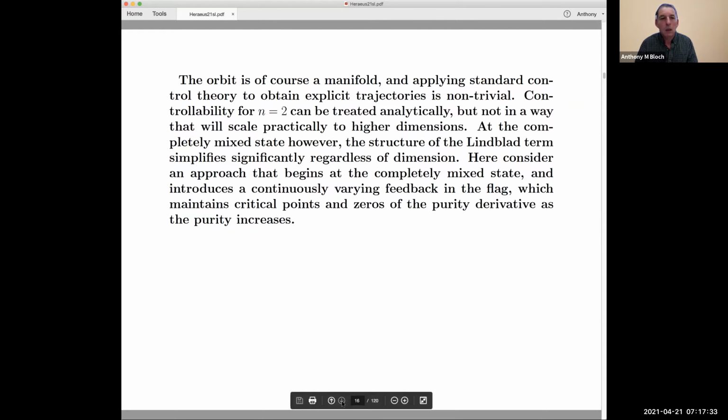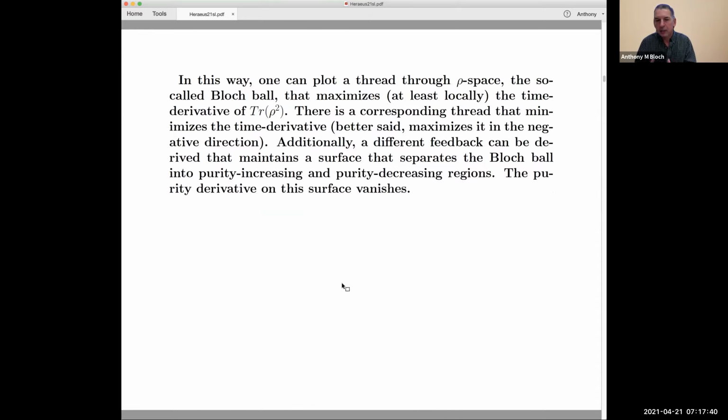What we're going to show is that in the two-dimensional case, you can find a thread through the space, which is called the Bloch ball, which locally minimizes the time derivative of trace rho squared. So you're trying to minimize or maximize the purity as you move. The idea is to find some control that moves you in some direction, either increasing or decreasing the purity. And so you can turn it into a kind of maximization problem or even an optimal control problem.